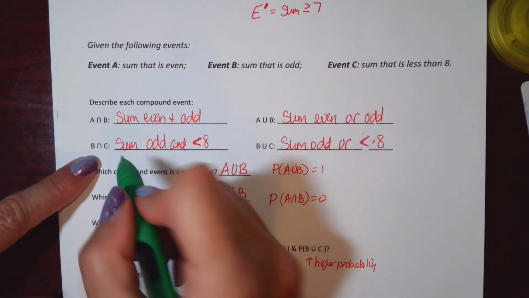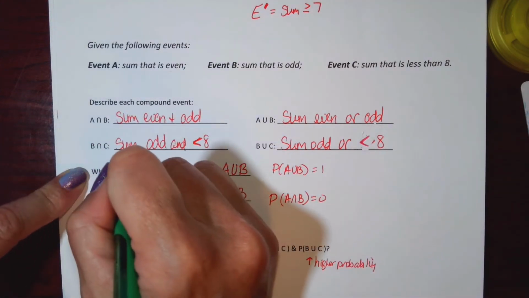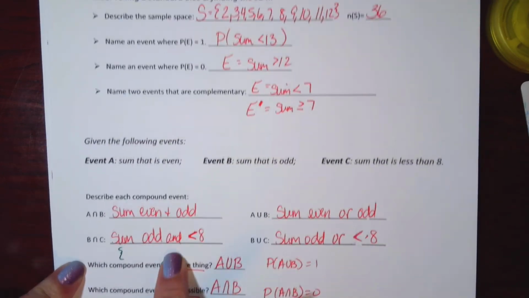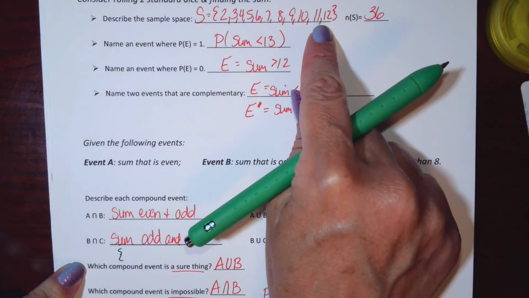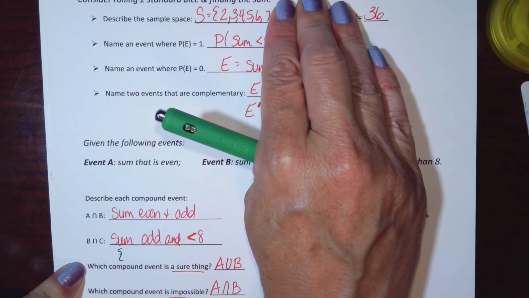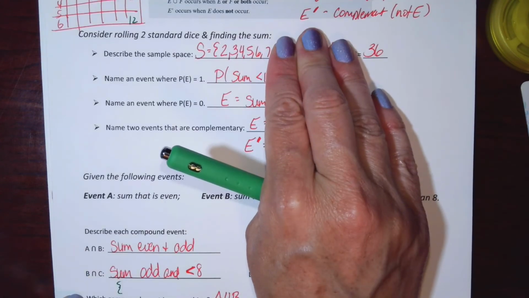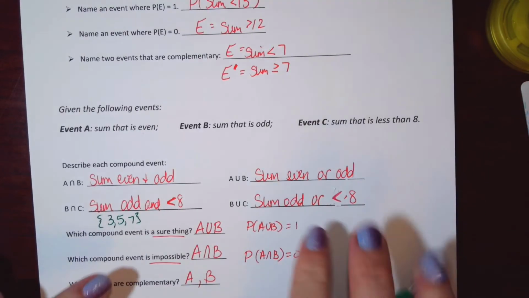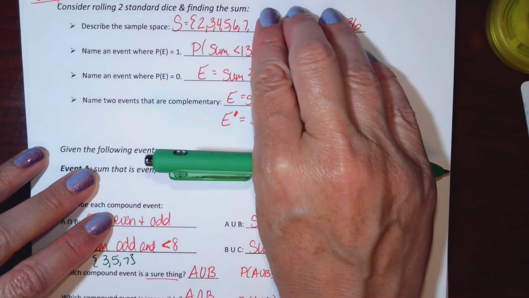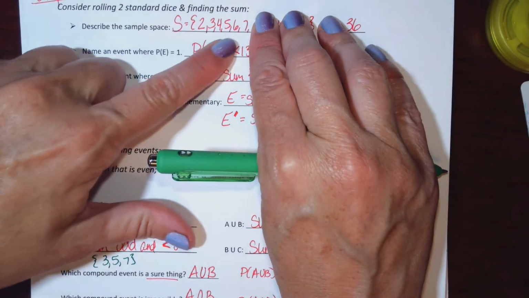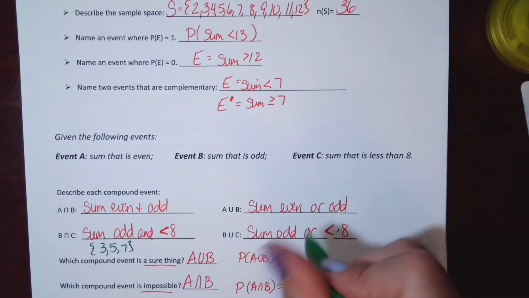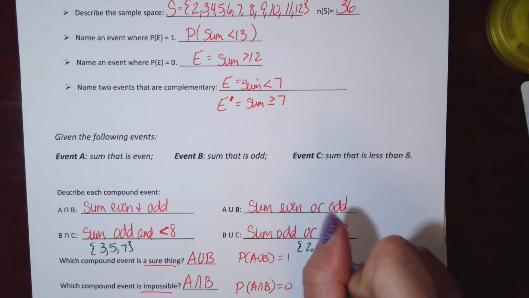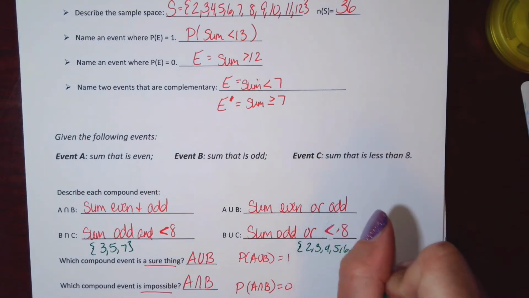B and C, the sum that is odd and less than 8. So these are my sums. Less than 8, that's my list that's less than 8. Out of those, odd numbers are 3, 5, 7. So that would be 3, 5, 7. What about odd or less than 8? Well, if it can be odd or less than 8, I get to include everything in that list. 2, 3, 4, 5, 6, 7.